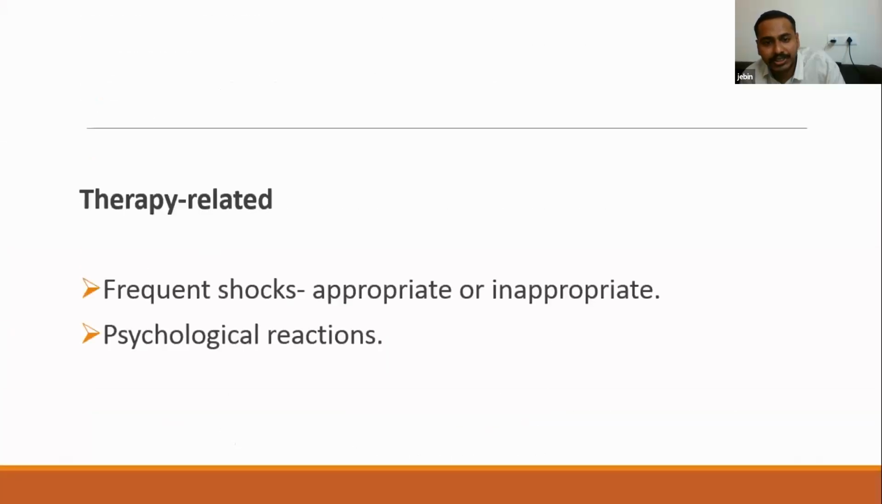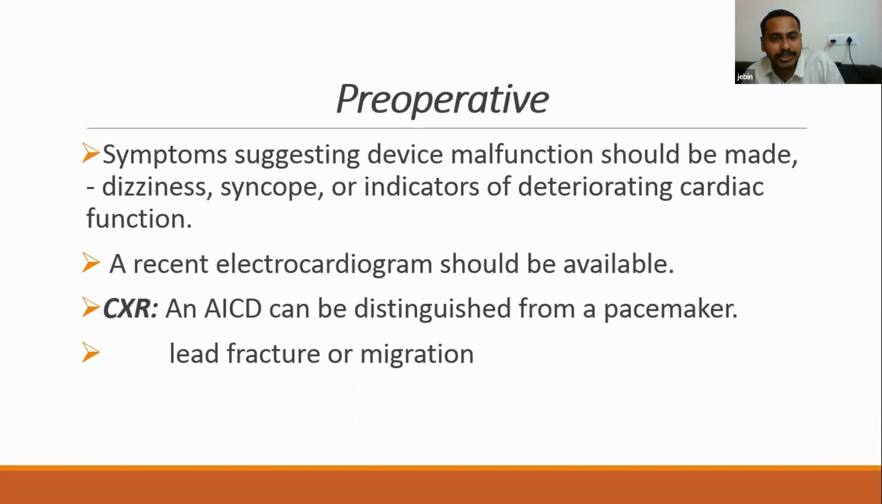And these are the anesthesia considerations for a patient with an ICD coming for any non-cardiac surgery. Preoperatively, we should look for symptoms related to device malfunction like dizziness, syncope, or any indicators of deteriorating cardiac function. A recent electrocardiogram should be available, and the ICD should be identified. A chest X-ray should be done to distinguish an ICD from a pacemaker, and to look for any lead fracture or lead migration.